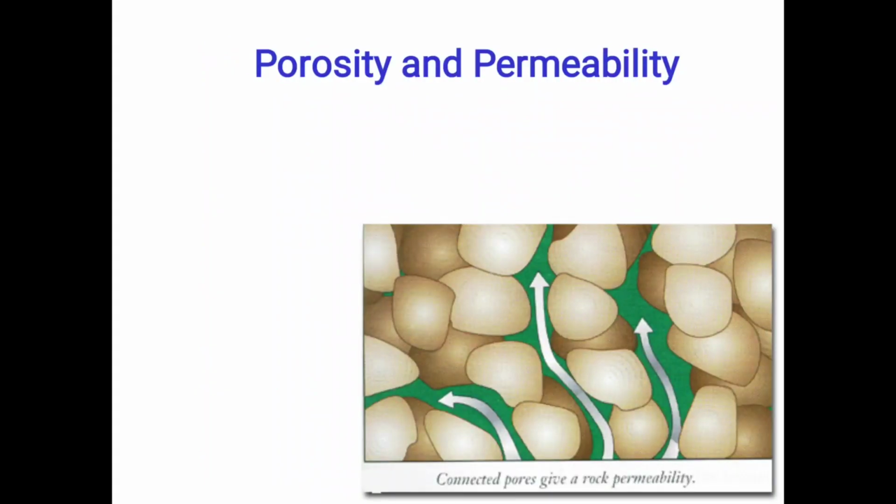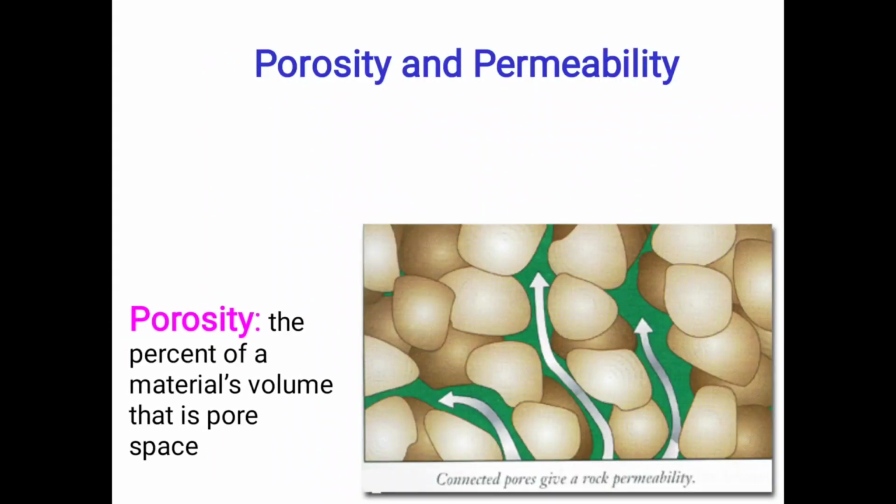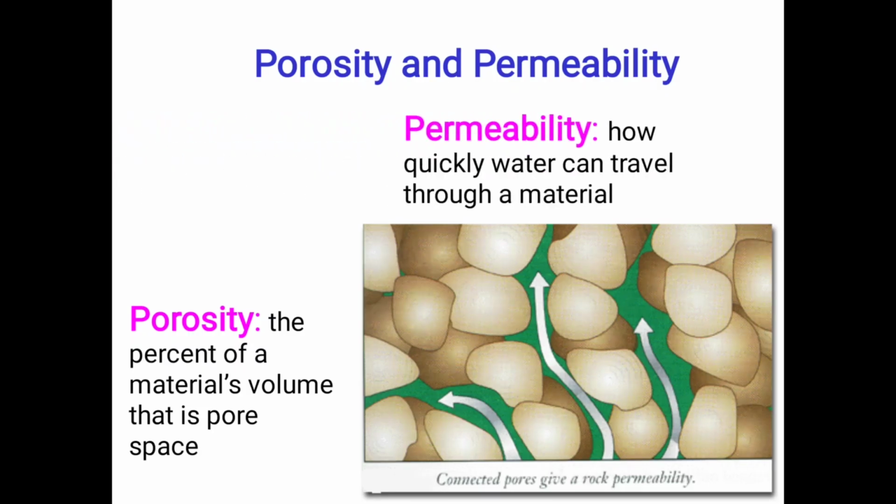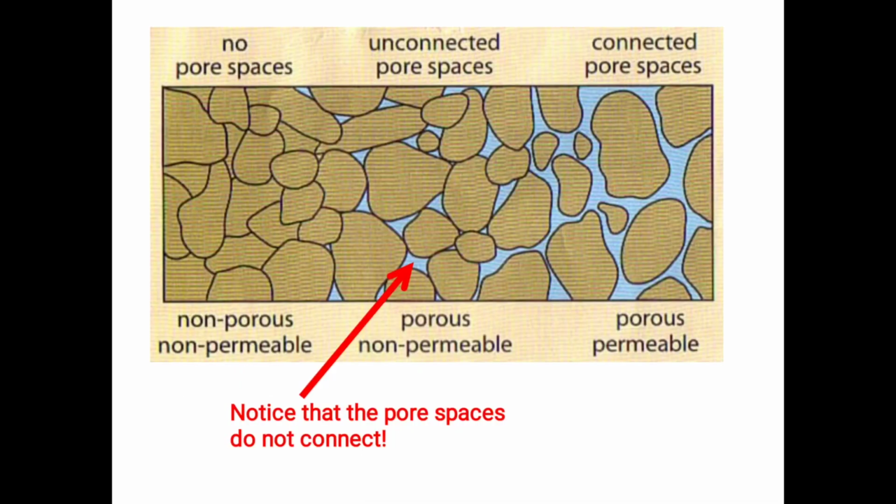This is porosity and permeability. Porosity is the percent of material volume that is pore space. Permeability is how quickly water can travel through the material. In the first diagram there are no pores, a non-permeable layer. Next, unconnected pore space: porous but non-permeable. Next, connected pore space: porous and permeable.